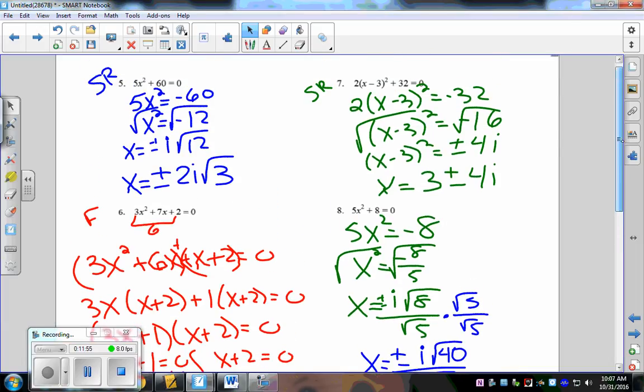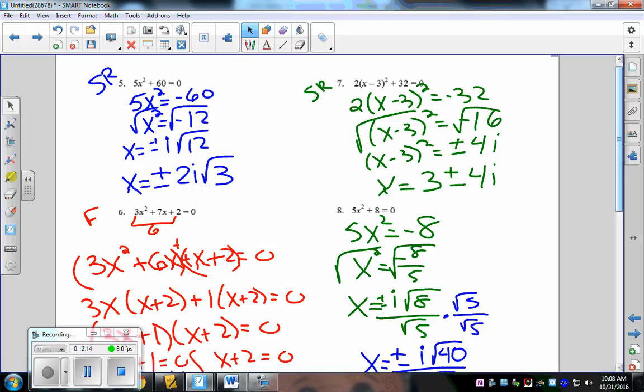Definitely good practice because a lot of these square roots, guys, ended up with i's, so you want to make sure that you understand what's going on there. But in number 5, isolated, I ended up with x squared equals negative 12. So when I took the square root, I had to pull the i out and then reduce the 12. Okay, so you can see my answers there.